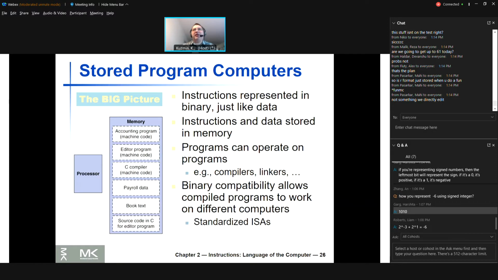And we have already seen how instructions are represented in binary, just like data. So everything related to our program is stored in memory. The program itself, the data, the stack, the heap, those are all parts of the program that reside in memory.